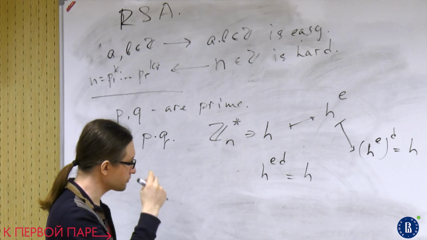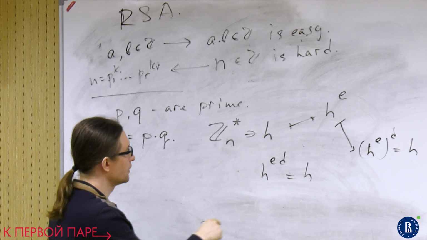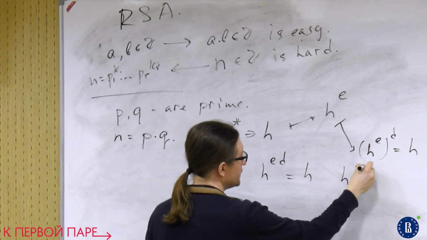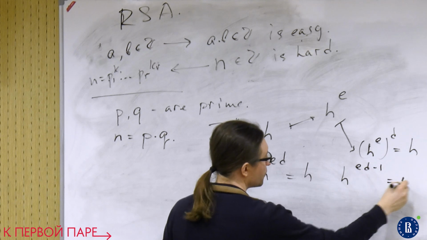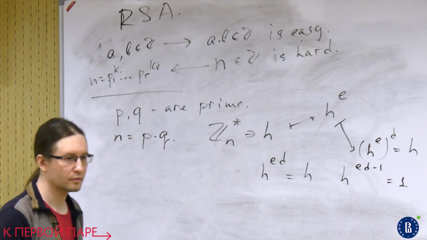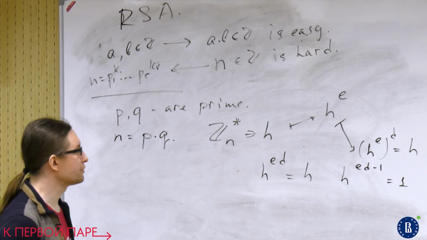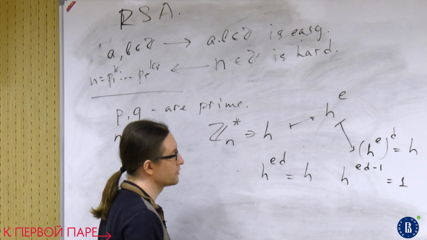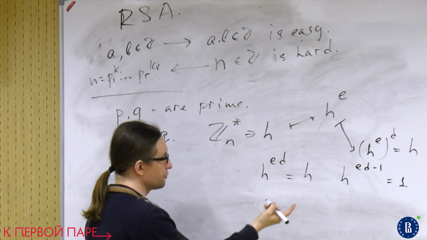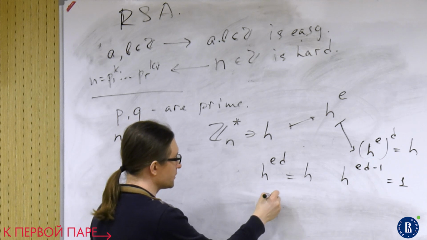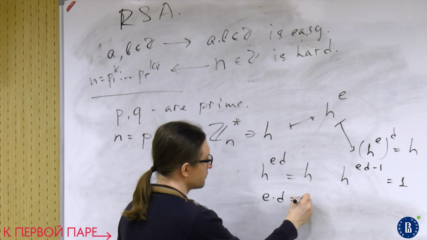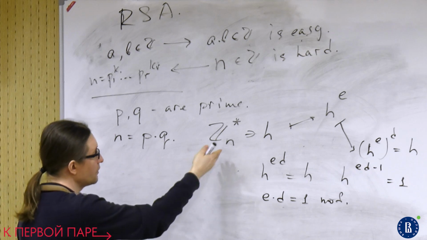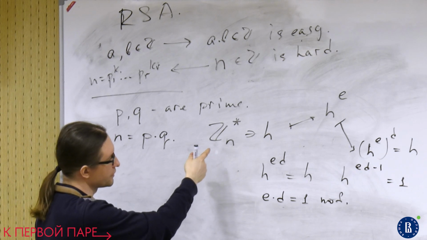But what does it mean exactly? Well, if you divide by h, it means that h to the power of ed minus 1 is equal to 1. Well, how do we guarantee that this equality holds? One way is to produce two integers e and d such that e times d is equal to 1 modulo the size of this group.